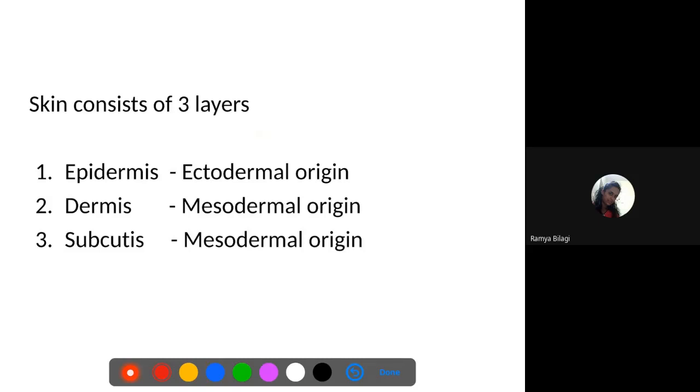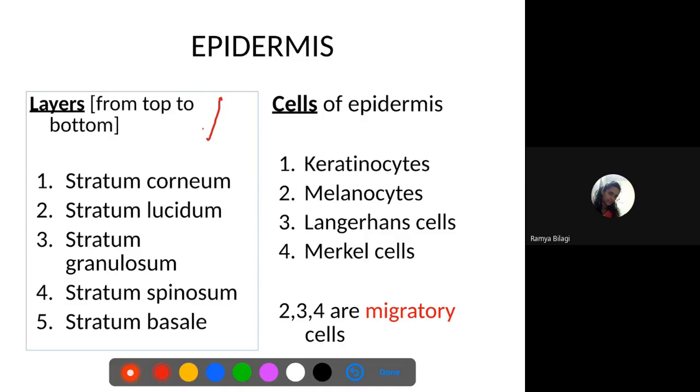So now we shall study each and every layer in detail. Coming to epidermis first. Two important things we have to know about the epidermis, that is layers and cells of epidermis. Coming to the layers of epidermis, the sequence is very important. We have labeled it from top to bottom. The topmost layer is the stratum corneum. Next, second layer is stratum lucidum. Third, stratum granulosum. Fourth is stratum spinosum. And fifth is the stratum basale. You can remember it as basal, base. So it is the lowermost layer and the uppermost layer is corneum.